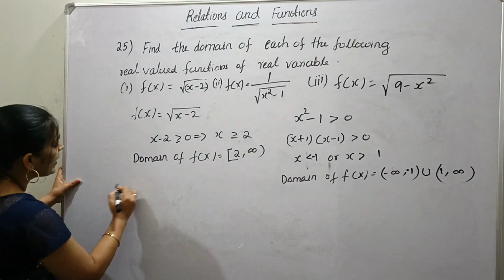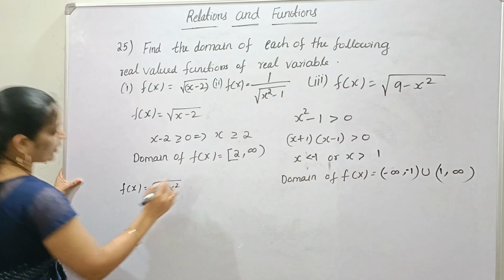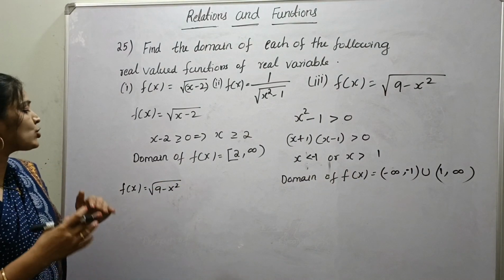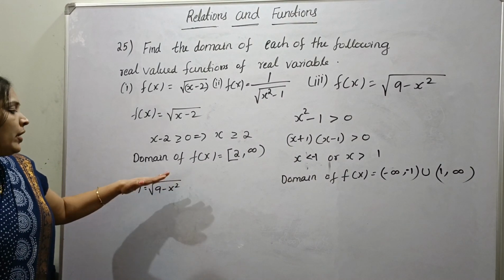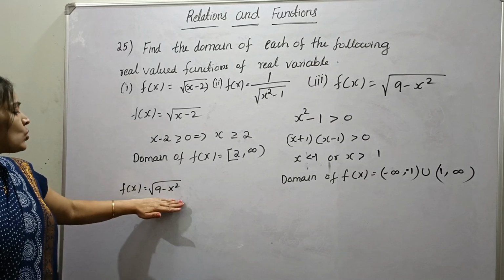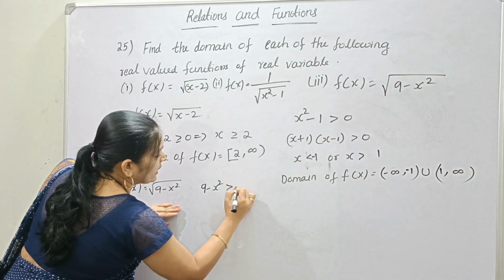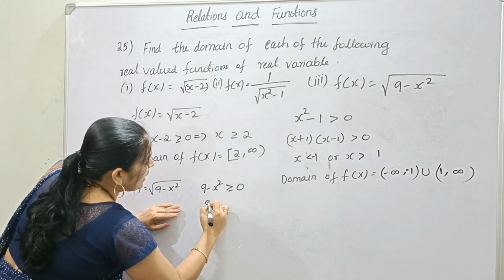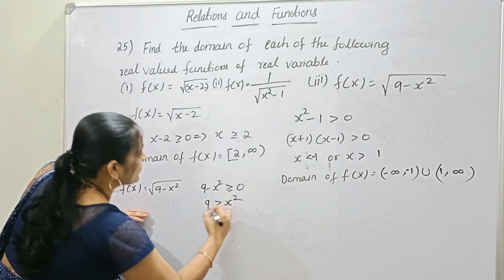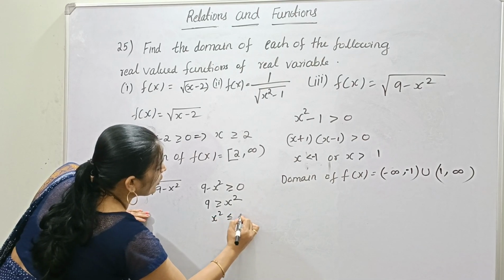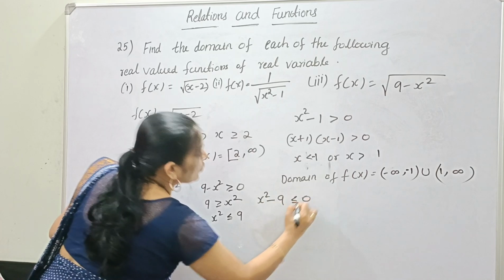Next, third one, f of x is equal to square root of 9 minus x square. Here also this function is defined only for 9 minus x square greater than or equal to 0. If it is 0 also this function is defined. So 9 greater than or equal to x square, that is x square less than or equal to 9. So we can write x square minus 9 less than or equal to 0.